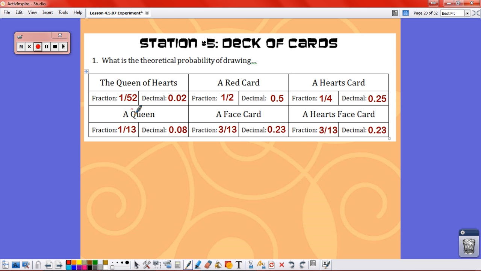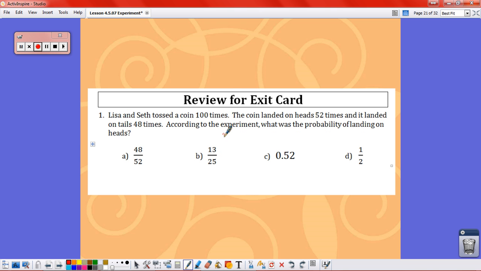These are the theoretical probabilities for a deck of cards. They're just already filled in. There's one Queen of Hearts in the deck, and there's 52 cards, so 1 out of 52, and so on. And then this is our review for our exit card.